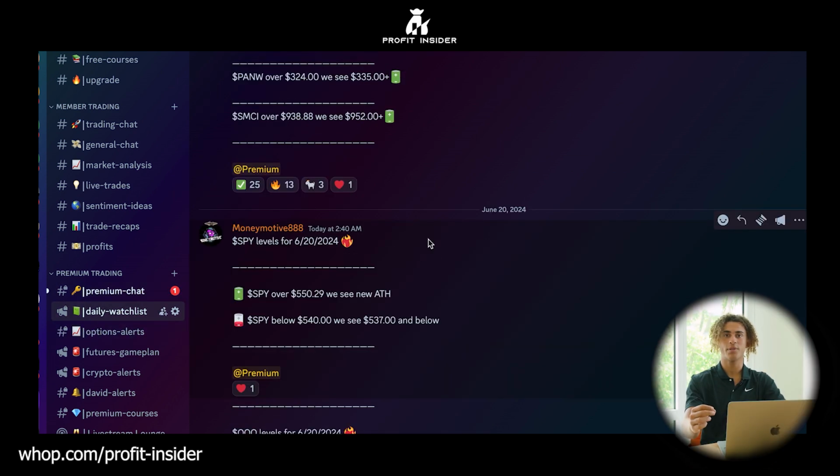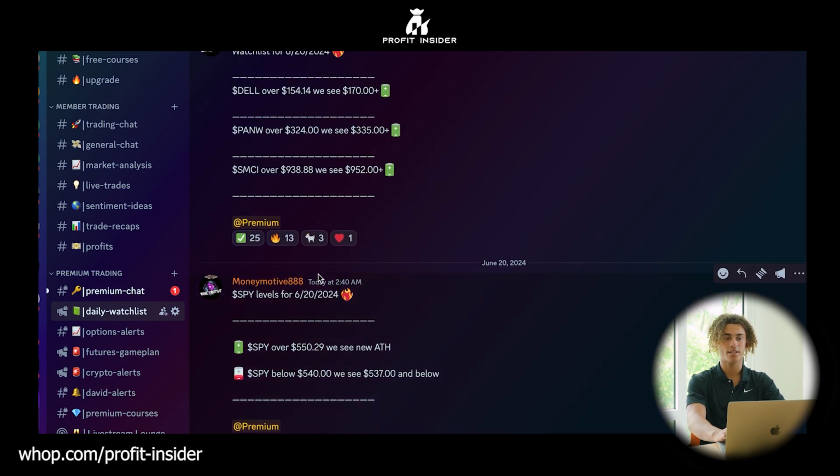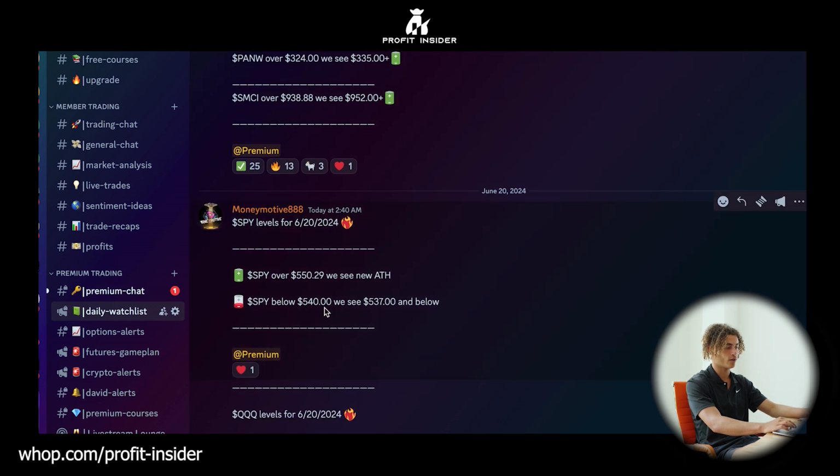This is our watch list where we send out 2 liquidity levels for multiple stocks. We send out levels for SPY, for QQQ, and we send out levels for other stocks. So DELL, Palo Alto Networks, all that good stuff, and we send out what we expect price to do. So if price goes over 154, we expect it to go to 170. And if SPY goes below 540, we expect it to go to 537 and below.